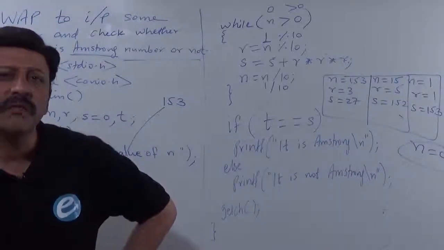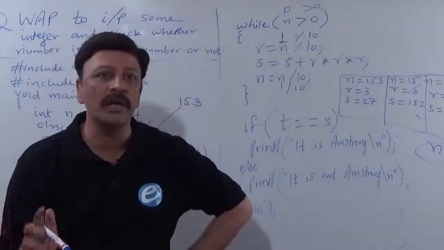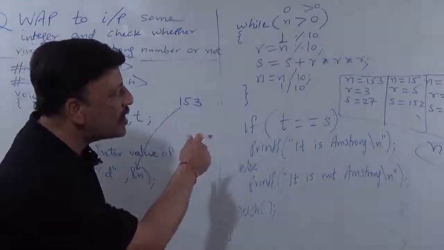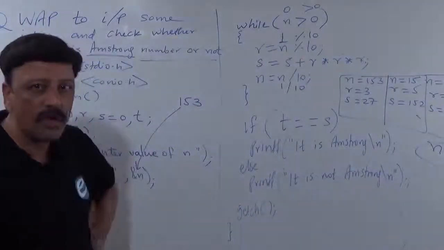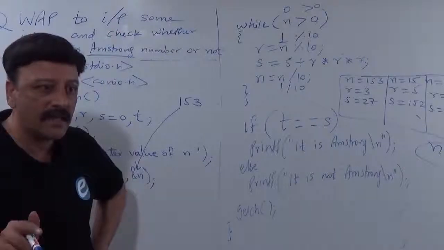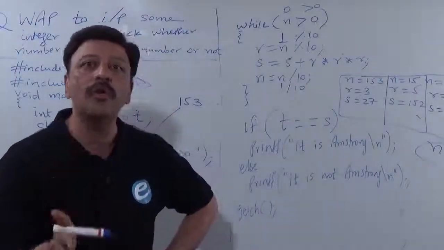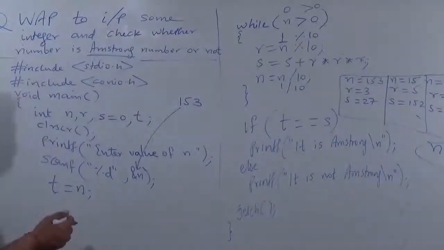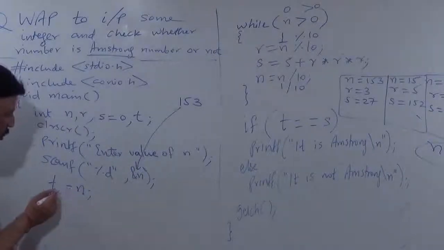Which is the original number? You may say n. No, wait a minute. N is not the original number now. Recall that n was 153, but our program has destroyed it. It has made it 0, you see. It will be ridiculous if you ask, is S equal to n? How can you ask, is sum equal to n? N is no more 153. N has become 0. So, I hope you liked my plan of original number is already stored in T.